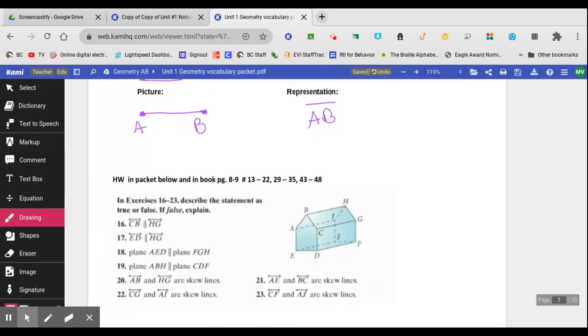So homework, I want you to do these problems from the book, which you can do either in your notebook or create a new sheet in Kami, and then the problems in this packet.